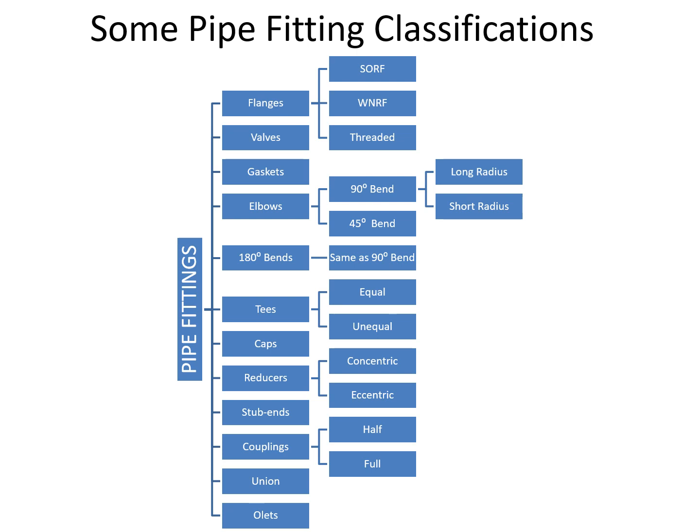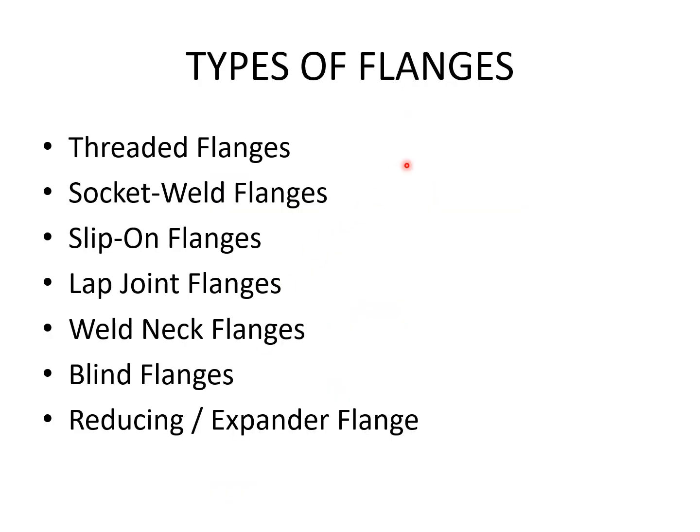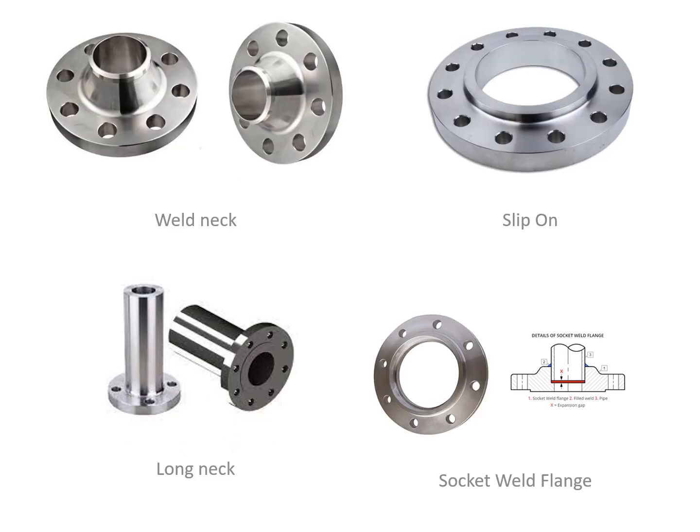etc. So further, flanges are classified as threaded flanges, socket weld flanges, slip-on flanges, lap joint flanges. Lap joint flanges are a combination of stub bend and backing flange. Weld neck flanges, blind flanges, reducing or expander flange. So, a picture presentation of the flanges.